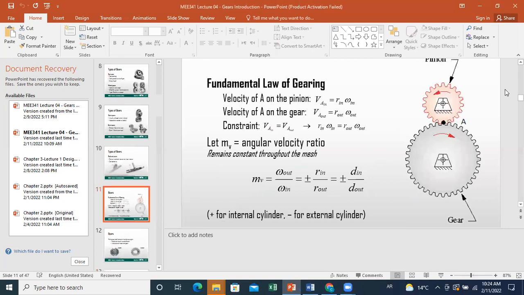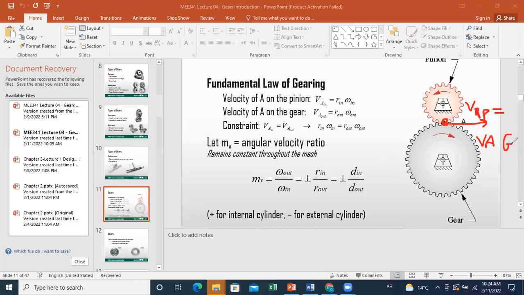So now you are already familiar with the fundamental law of gearing. We'll do a small recapitulation of the laws. Whenever you use two gears in contact, you don't have slipping between them. The non-slipping condition imposes equal velocity at the contact point. So we can say the velocity of A as a part of the pinion is equal to the velocity of A as a part of the gear.